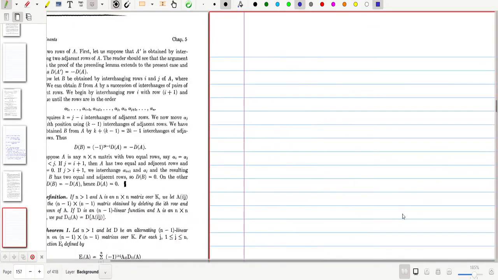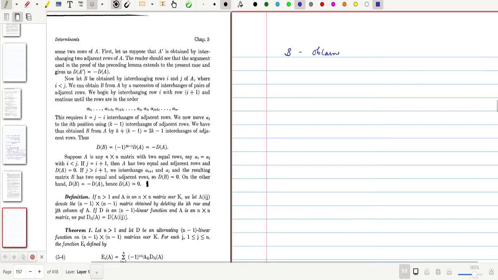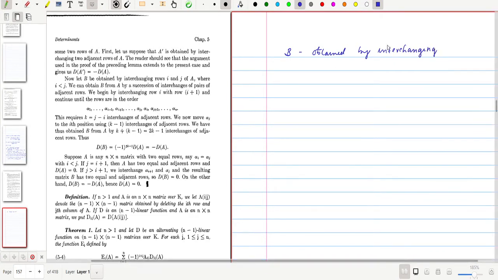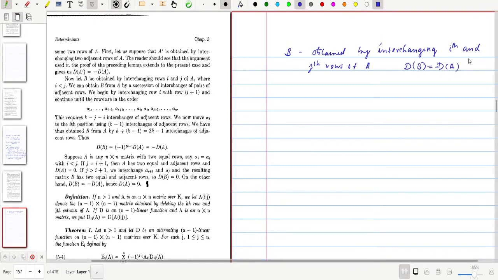Okay, next we will prove that when we interchange the ith and jth rows of A, and this B is obtained by interchanging the ith and jth rows of A, then d of B is also minus d of A. This is our next claim.